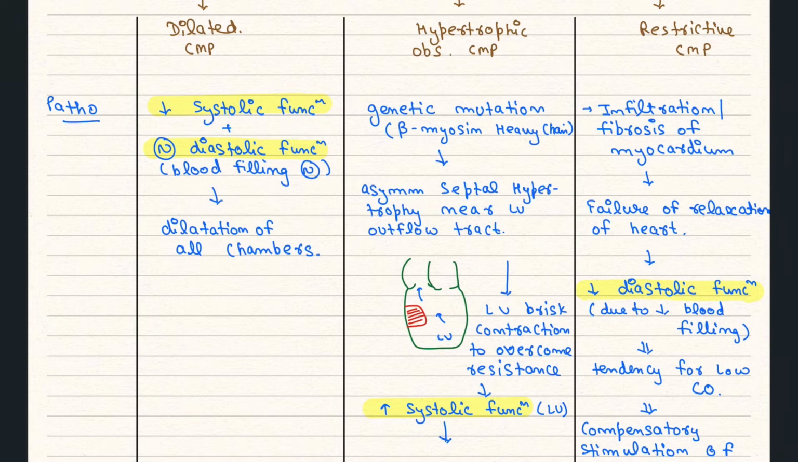What happens in dilated cardiomyopathy? Due to the dilatation there will be decrease in the systolic function, and along with it there is normal diastolic function, which can lead to the dilatation of all the chambers. That is why it is known as dilated cardiomyopathy.